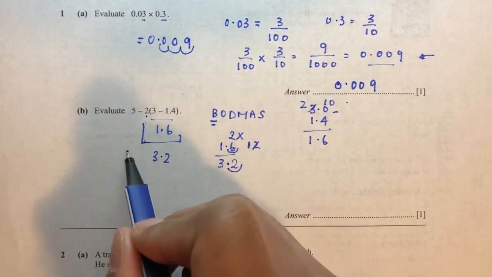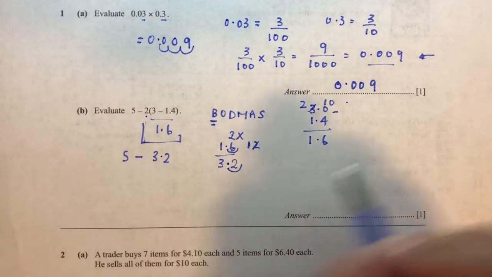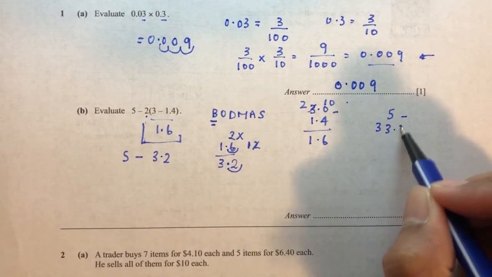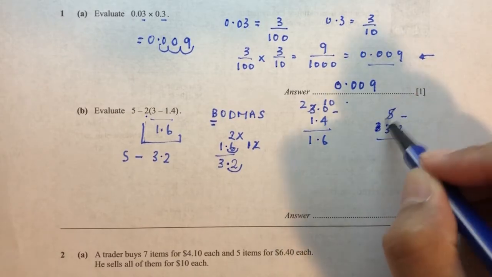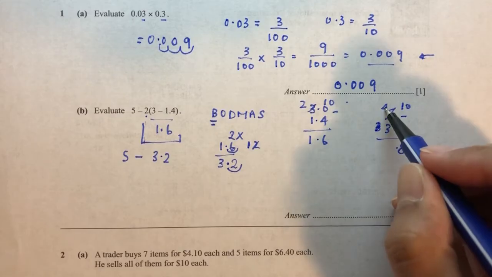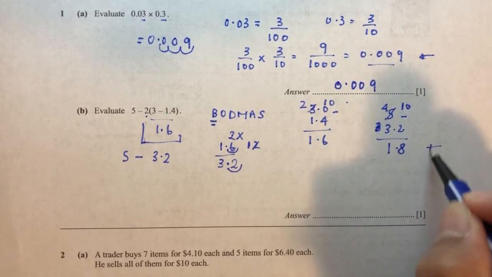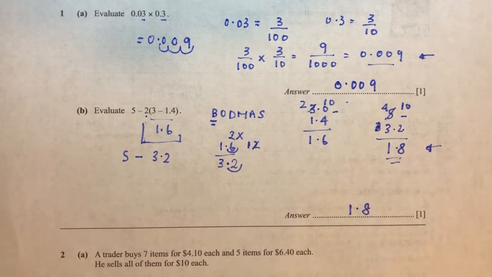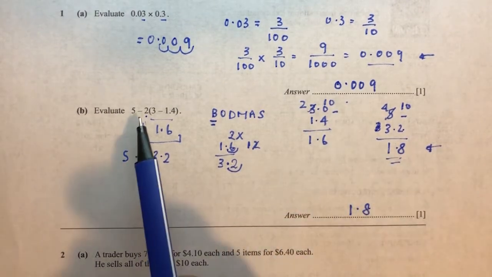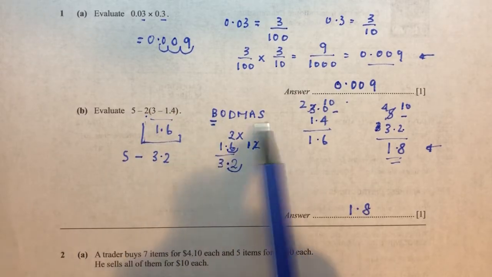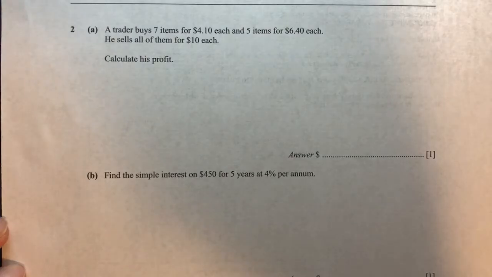And we have 5 minus 3.2. So what is 5 minus 3.2? So that will be 4, 10. 10 minus 2 will be 8. And 4 minus 3 will be 1. So your answer for part B will be 1.8. Okay, so just remember, when you have many operations, which is minus brackets, you have to follow the rules of BODMAS. And that's it for number 1.